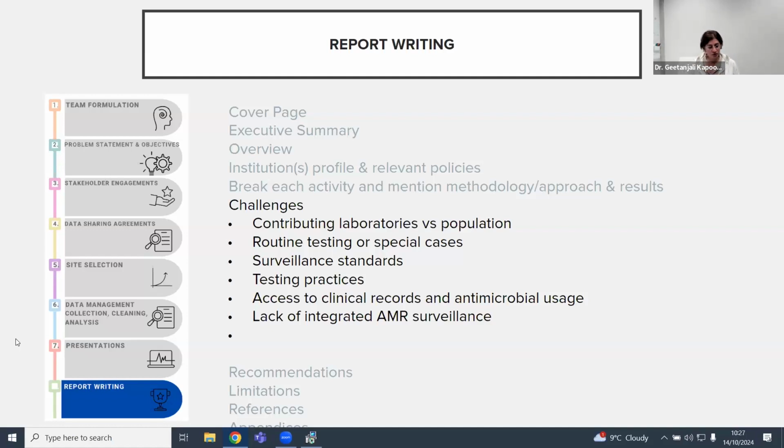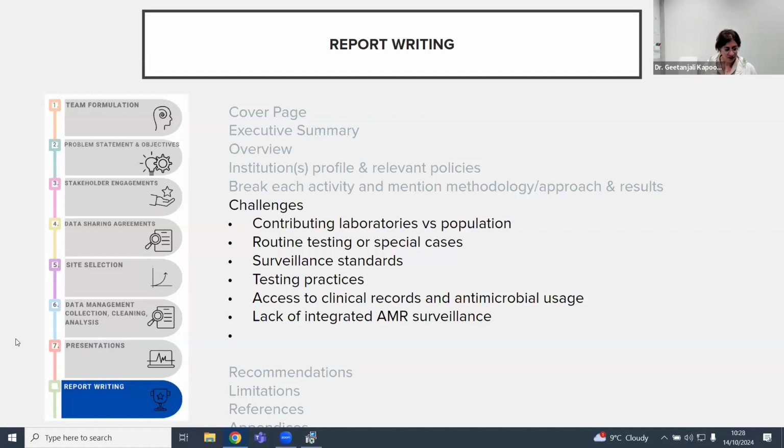Then coming to another challenge, which you could have seen once you have done your study. I'll talk about two different things. One is surveillance standards and one is testing practices. Some people use them in the same sense, but they're a little bit different. Surveillance standards basically means which standards are being followed in that particular region or country. Some countries are, say, following CLSI, and every lab in that country is following CLSI. Nobody is following EUCAST. But sometimes they are following a mix. Some labs may follow CLSI, some may follow EUCAST.